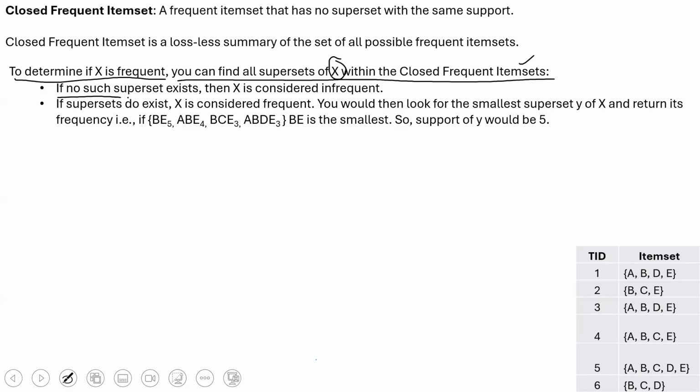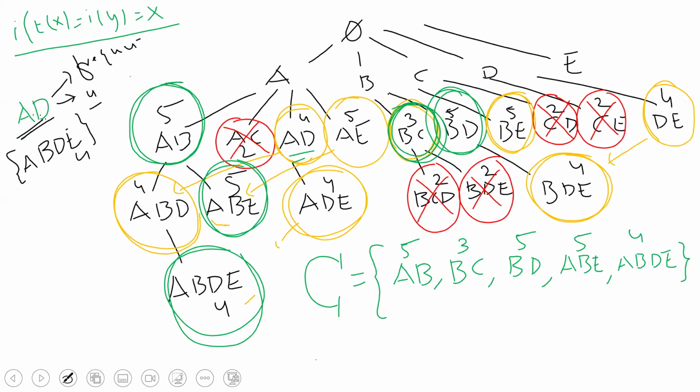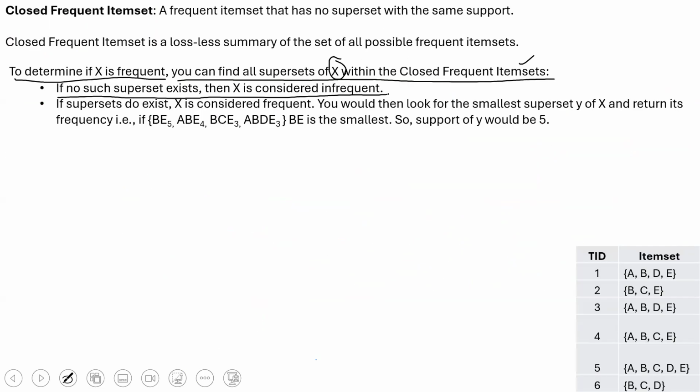If no such superset exists, then X is considered infrequent. For example, if AD doesn't have any superset, then AD is infrequent. Okay, AD will not be frequent. But let's suppose if a superset does exist, X is considered frequent. If a superset exists, you would then look for the smallest support of Y of X and return the frequency. That means if BE is the smallest, the support of that would be 5.